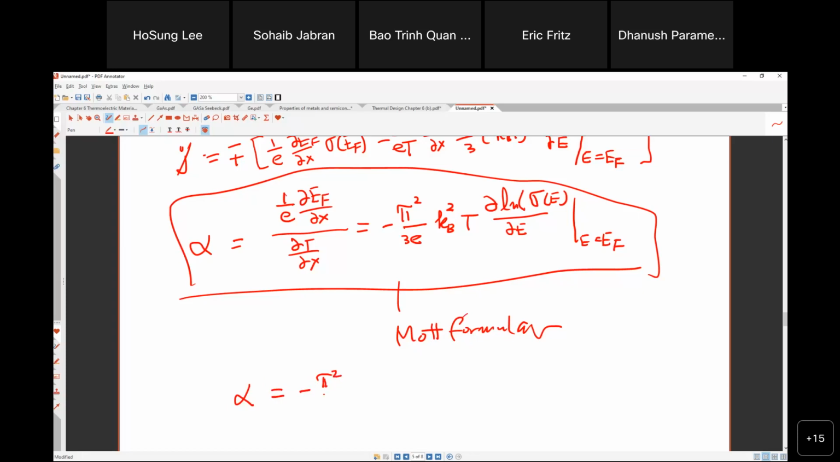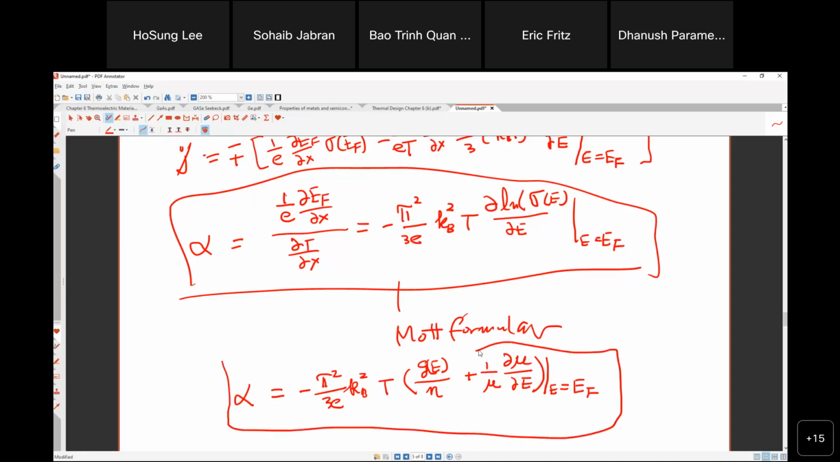Pi square over 3e, kB square, Boltzmann constant, temperature, and density of state and electron concentration, and mobility, but everything close to Fermi energy, another formula. This is very important.